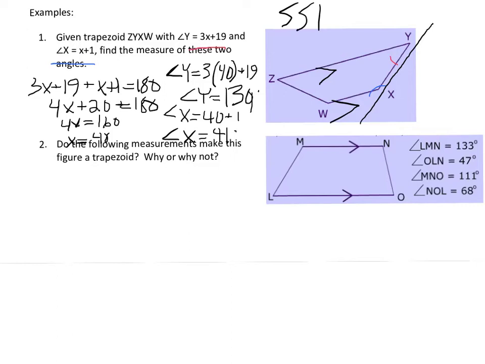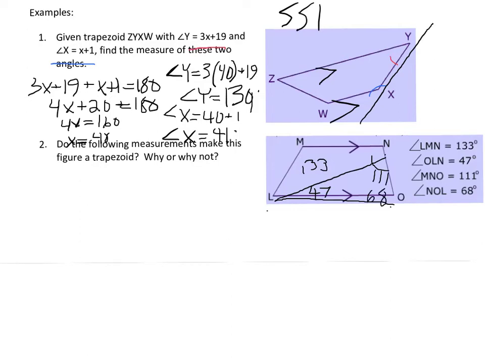Angle LMN is 133 degrees. OLN, oh, that one's tricky, so we really have to look. OLN is almost like a transversal through there. OLN is 47 degrees. MNO, so that's this one up here, is 111 degrees. And NOL, this bottom right one, is 68 degrees.